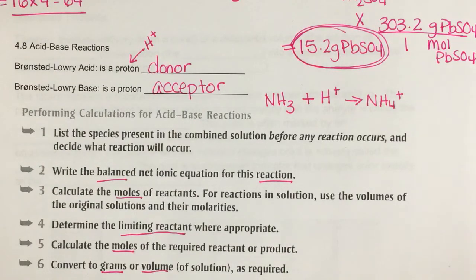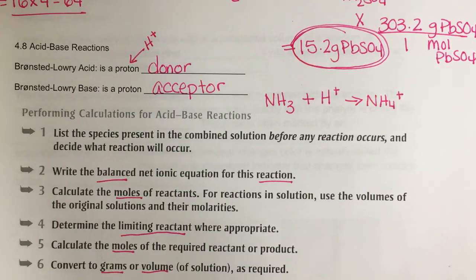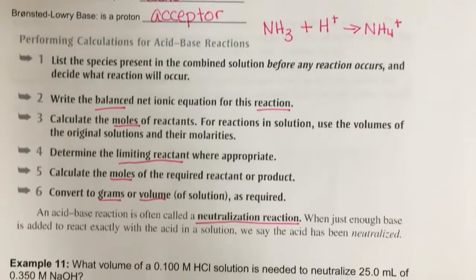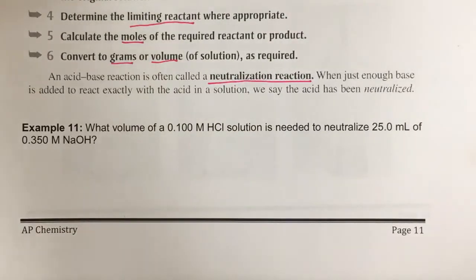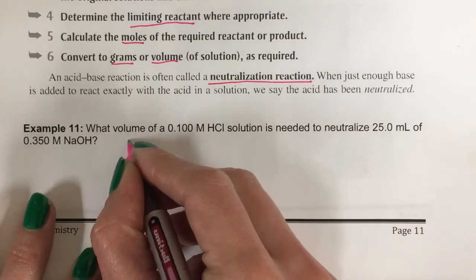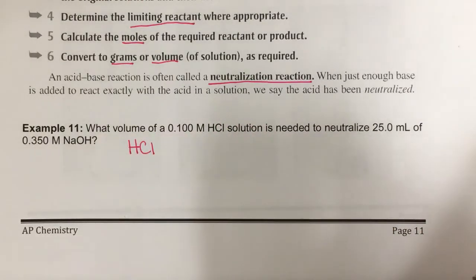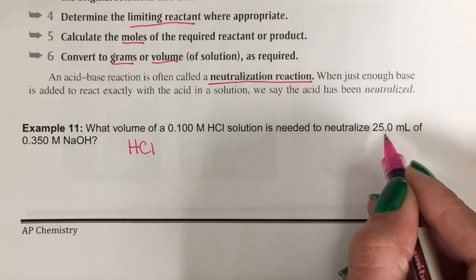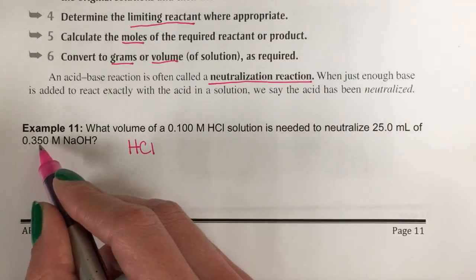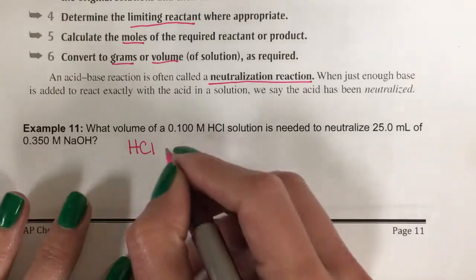Now, sometimes you'll see this written as an acid-base reaction. Sometimes they'll use the word neutralization reaction, because in a neutralization reaction, I'm taking my acid and my base, and they're neutralizing each other to form water and some salt. Okay? So here I've got my acid-base reaction. What volume of 0.100 molar HCl, hydrochloric acid, is my acid, is needed to neutralize 25.0 milliliters of 0.350 molar NaOH?